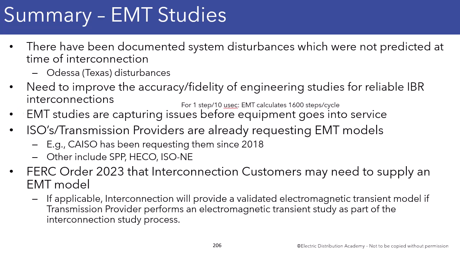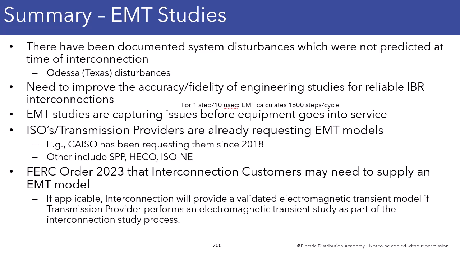That's pretty good. ISOs and transmission providers are already requesting the EMT models. For example, California ISO has been requesting them since 2018. And others include Southwest Power Pool. HECO is Hawaiian Electric. Very high densities of inverter-based resources in Hawaii. And then we've got ISO New England that actually requests them during the interconnection request window.